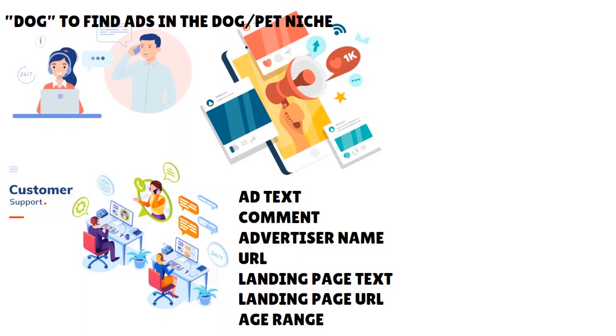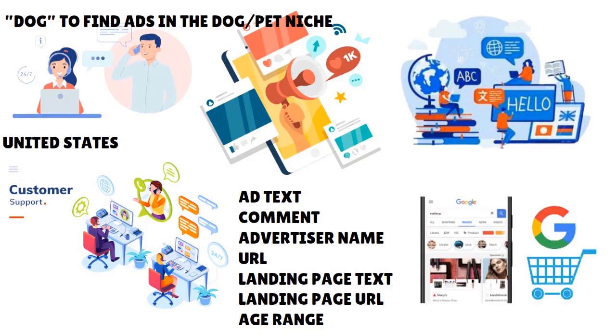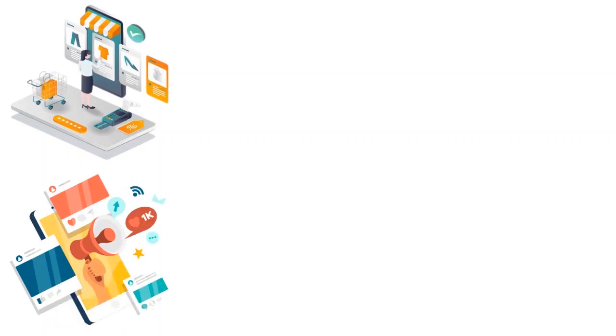To make the search results easier to go through, you can set the language to English. And you can sometimes set the country to only the United States, although this tool has global coverage. It's also important to set the button to shop now. That way you get only e-commerce ads.